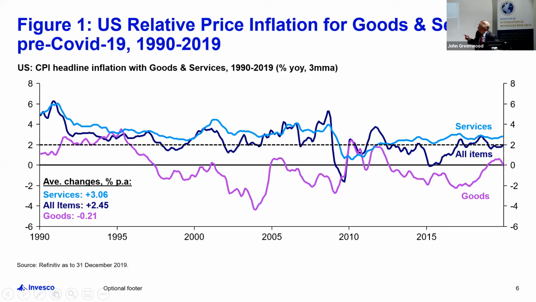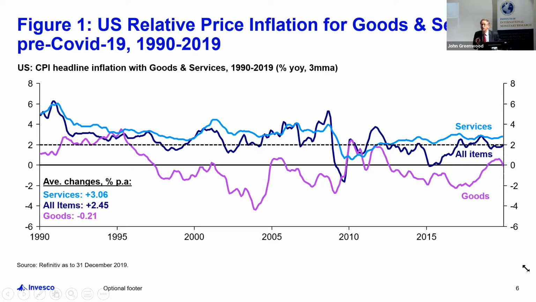What I want you to observe, we're going to go country by country. First of all, this is the United States. As you can see, we're looking at the overall consumer price index. That's the dark blue line, all items. And then I've split it into the behavior of goods prices and the behavior of service prices. Goods prices, you can see, since about 1995, have been generally falling, whereas service prices tend to rise at something like 3%, 3 and a bit percent, maybe sometimes 4% on average.